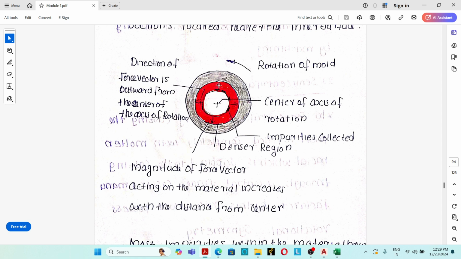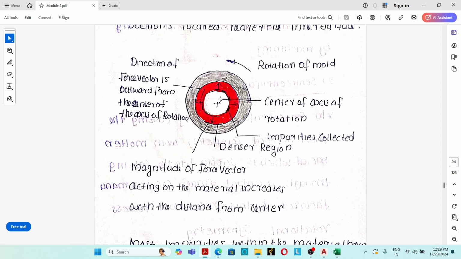Nearby the mold wall, a large amount of force will be acting. But near the axis of rotation, the center, very small force will be acting. So high density material will be created at the outer region and low density material in the inner region, and the impurities have less mass compared to the molten material. The impurities will accumulate nearby the axis of rotation, and after the casting process they can be removed by some mechanism like grinding or machining.